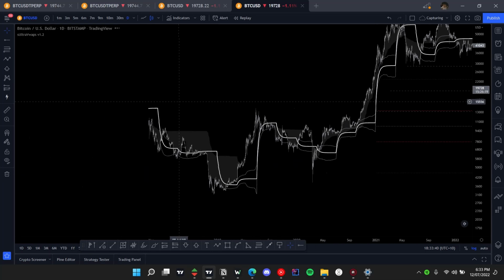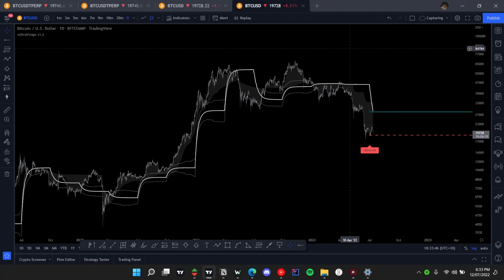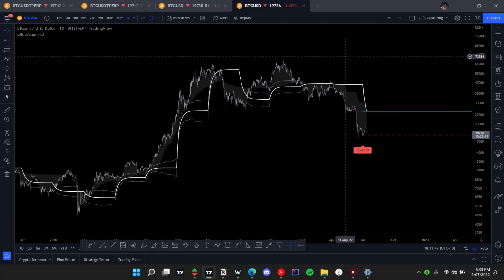In the next video, I'll discuss another indicator with you, which is the Sigma cumulative volume delta waves, which is a great indicator in order to find the top and the bottom using an oscillator point of view.